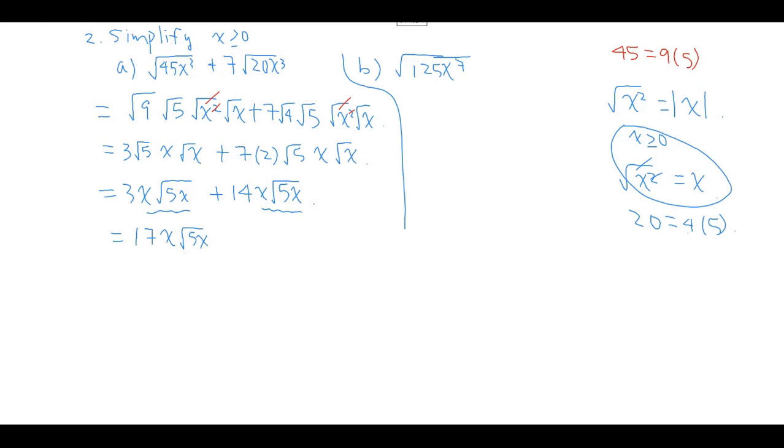So here you should be very careful. We cannot add 45 and 20, right? That's not the way we add. We should simplify. Then you see here x radical 5x is a common factor. Factor that out, you have 3 plus 14.